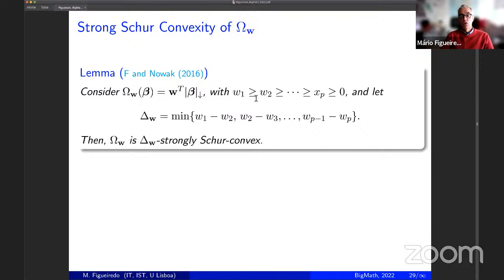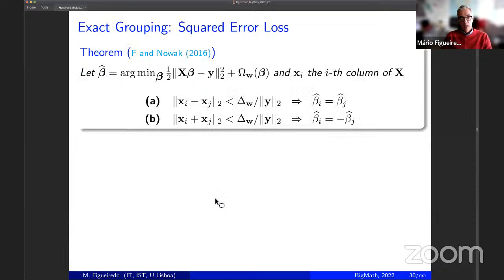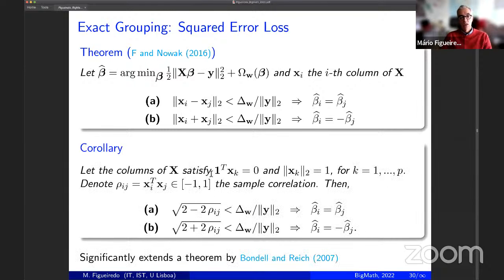Of course, if you have two weights that are equal, this is no longer strong Schur convexity. So the L1 norm is neither strongly nor strictly. The L2 norm and the elastic net regularizer are strictly Schur convex, but they are not strongly Schur convex. That's a key observation. That's what makes the OWL qualitatively different from the elastic net. And this lemma is the key to the proofs. I'll show you a couple of theorems, but I will not spend a lot of time explaining them, but you can kind of guess where they come from, these notions. So let's go down to the corollary, which is probably the simplest.